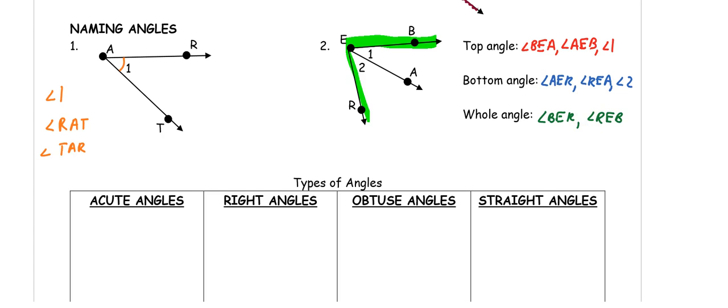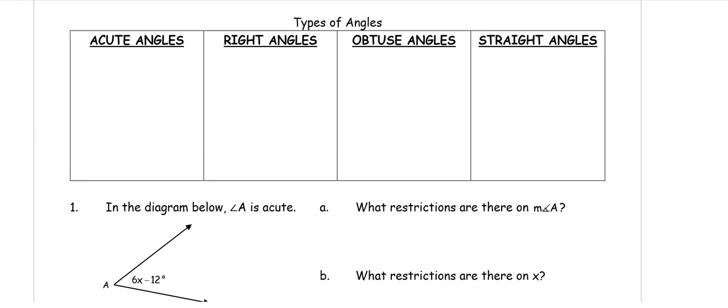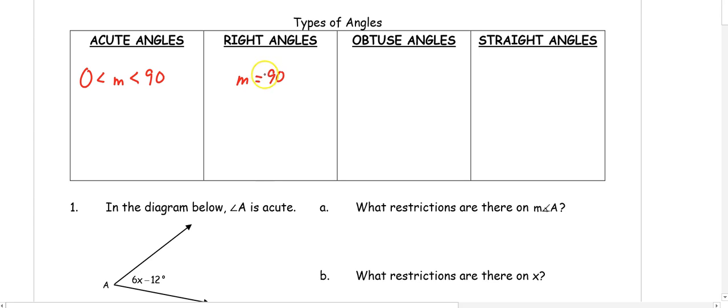So let's review that there's 4 types of angles and what types of measures happen. So an acute angle is a smaller angle. An acute angle has a measure that is between 0 and 90 degrees. Right angles have a measure that's equal to 90 degrees. Obtuse angles are greater than 90 degrees, but they are less than 180. And straight angles are formed by straight lines, so they have to be 180 degrees. So we're going to use these restrictions to help us find a variable.